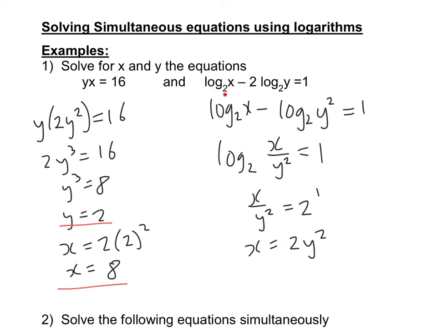And log to the base 2 of 8 is 3. Log to the base 2 of 2 is 1, so 2 times 1 is 2. 3 take away 2 is equal to 1. Check your original equations.